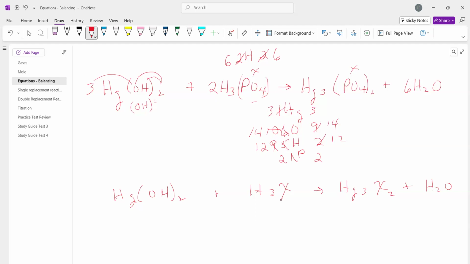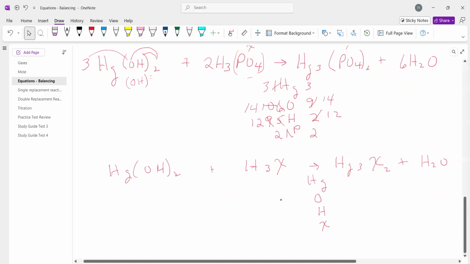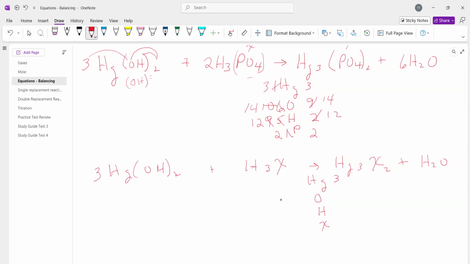So we'll take inventory. Now, do you see where the X substitutes to the group, the PO4 group? Okay, so there's three of those. Three of those.